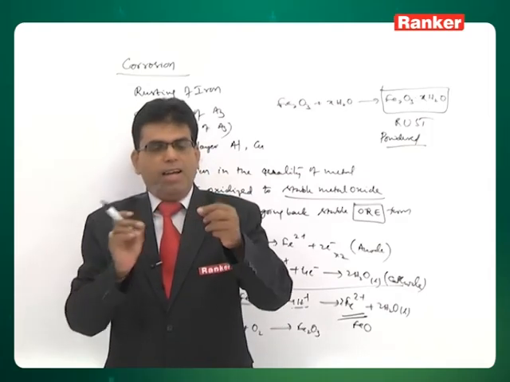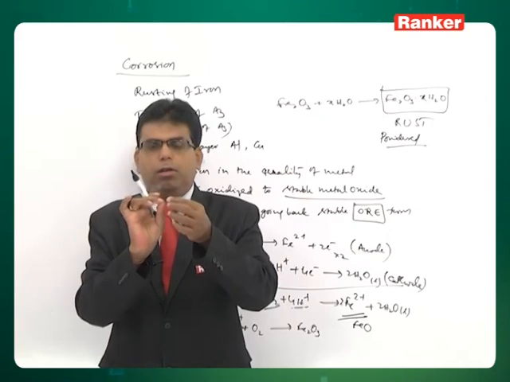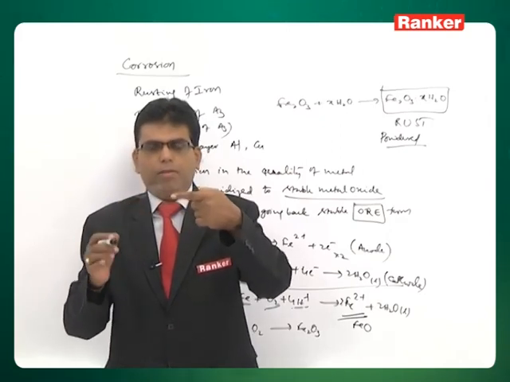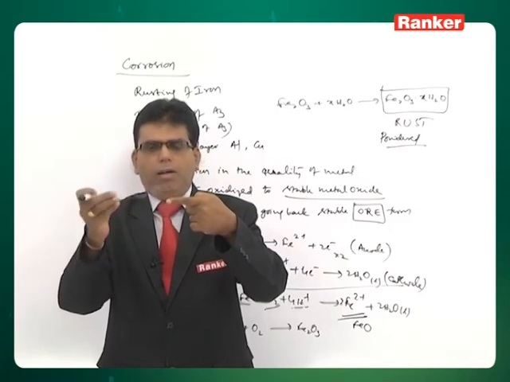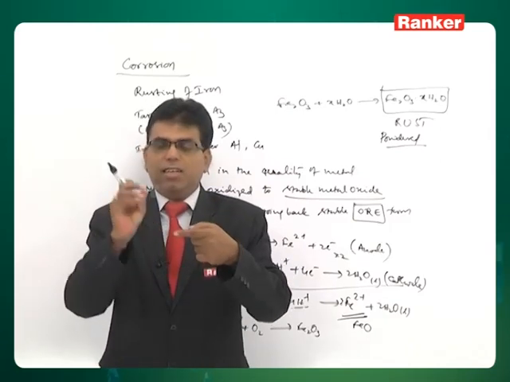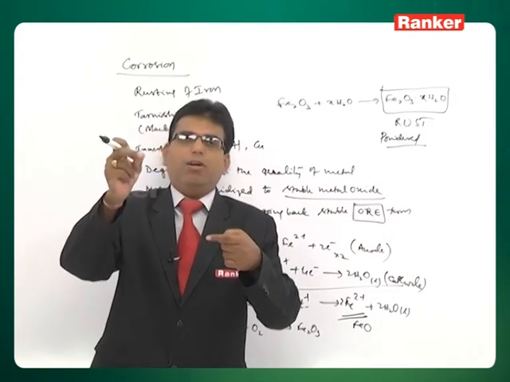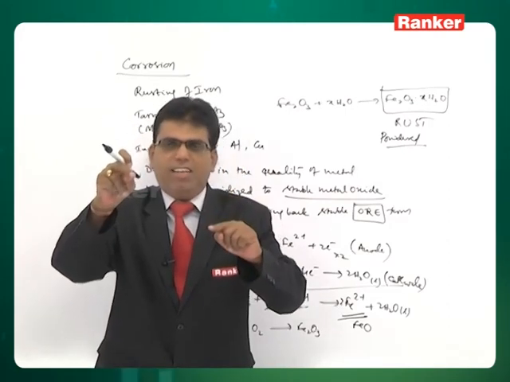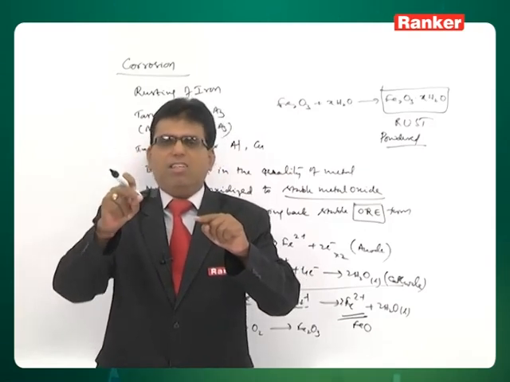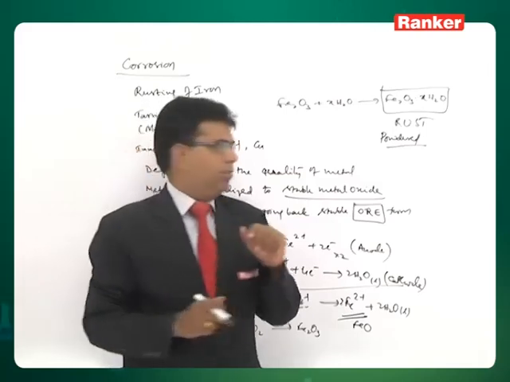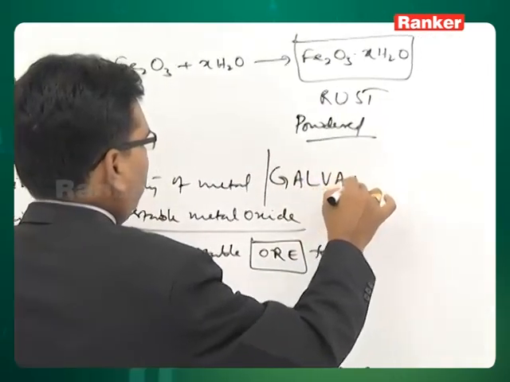Point number 2, this is what we call a sacrificial anode added to the metal iron. If you attach a zinc plate, as zinc is more reactive than iron, zinc will undergo preferential oxidation rather than iron when atmospheric gases come in contact. This is what we call galvanization. Another very important term, galvanization.